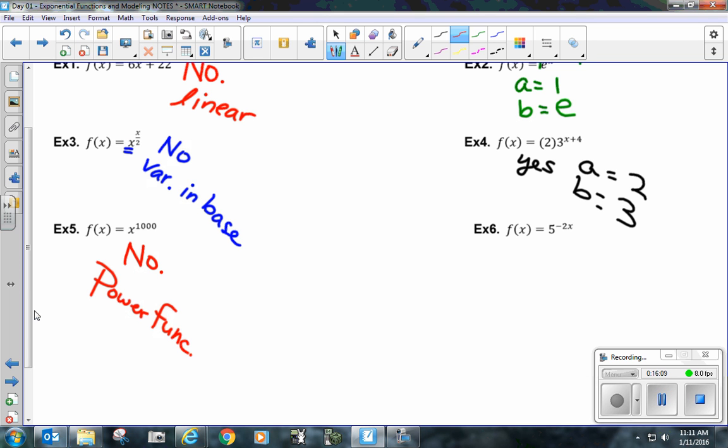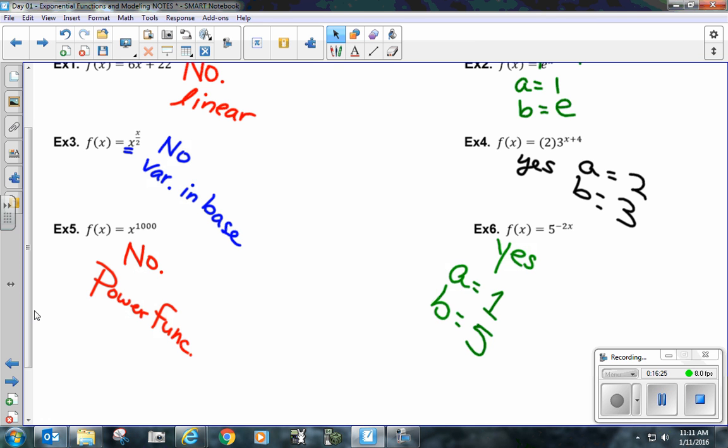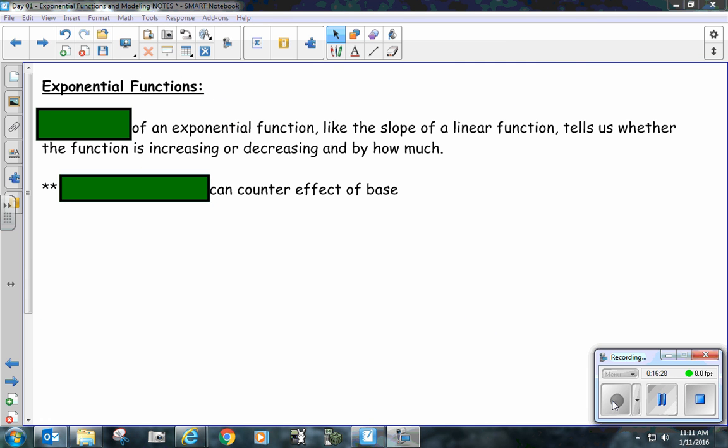And last but not least, number 6. What do you think? Several of you told me yes, and you'd be right. What is my initial value? 1. What is my base? 5. Pretty good, guys. Exponential functions.